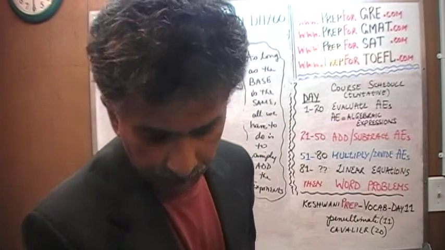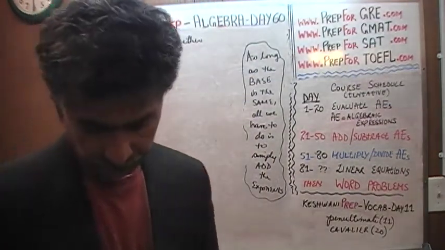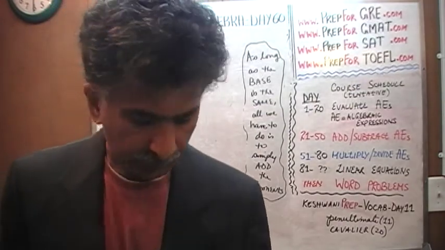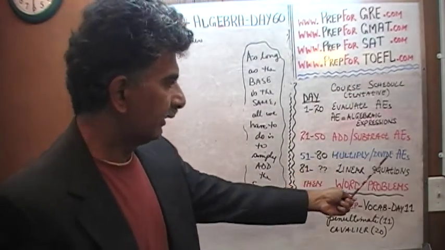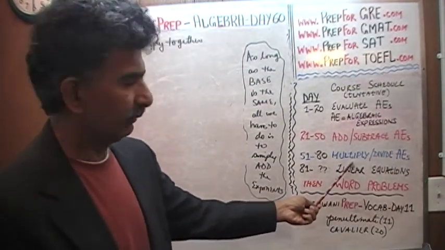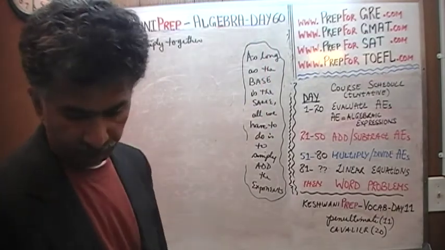Today is our lesson number 60. We are in the process of learning how to multiply and divide algebraic expressions, but right now we are doing multiplication. We started that on day number 51, and today is our day number 60.